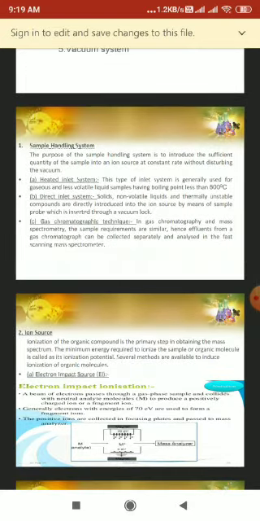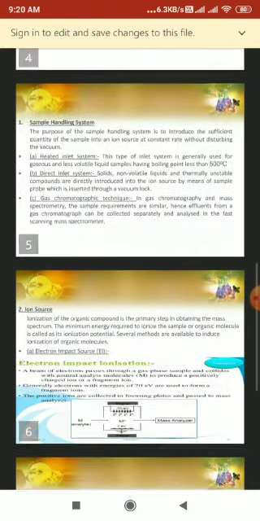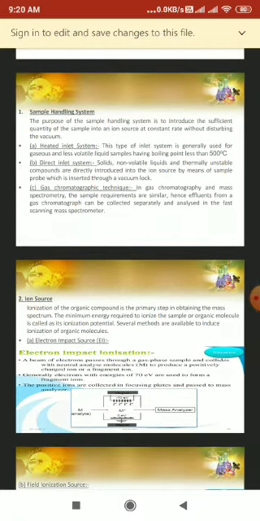Now, the third inlet system, the gas chromatographic technique. In gas chromatography and mass spectrometry, the sample requirements are similar. Hence, effluents from a gas chromatograph can be collected separately and analyzed in the fast scanning mass spectrometer. Thus, gas chromatographic equipment can be directly coupled with a rapid scan mass spectrometer. The flow rate from a capillary column is generally low enough to be fed directly into the ionization chamber of the mass spectrometer. Now, the second component of instrumentation of the mass spectrometer is the ion source.